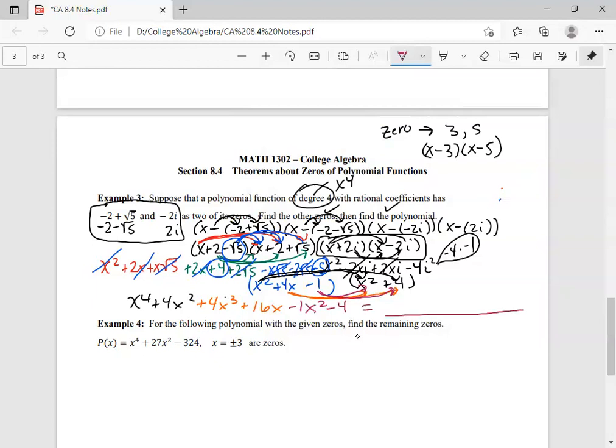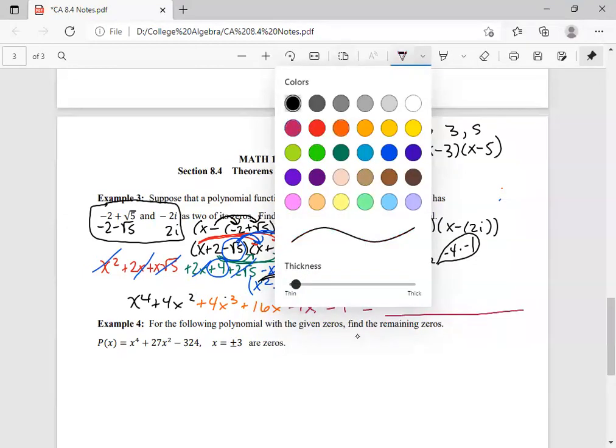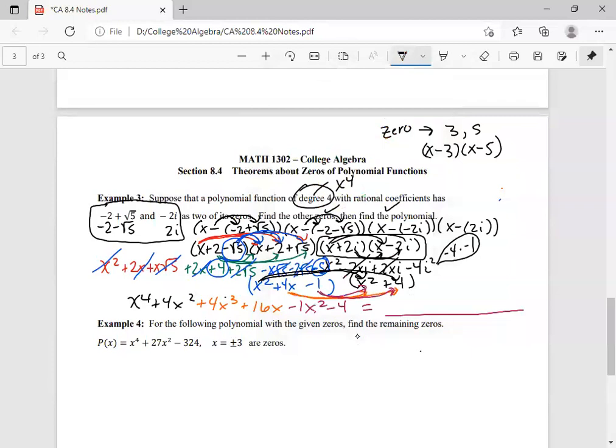So we want to see if for our final answer, can we combine anything? I've got an x to the 4th, and I don't see any other x to the 4th, so that's there. 4x to the 3rd. I don't see any other x to the 3rds that can go with that. I do have a 4x squared minus 1x squared, so I just have 3x squared, because I've got 4, take away 1, and then 16x minus 4.